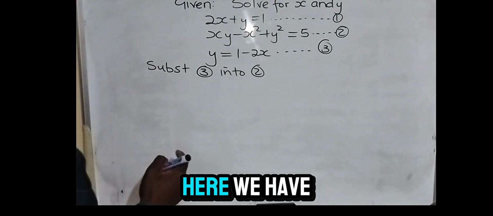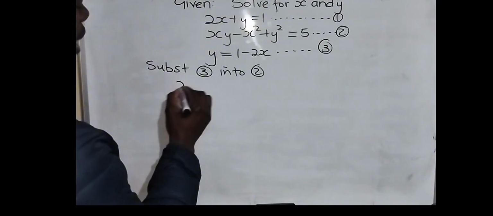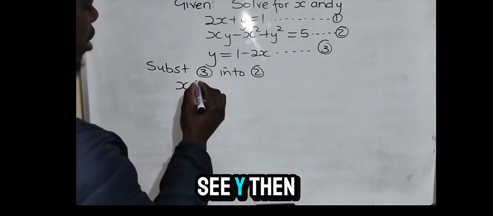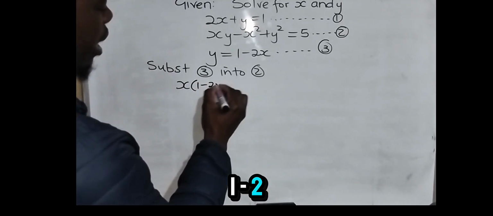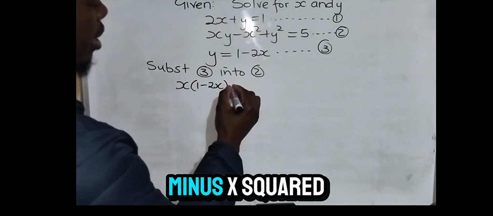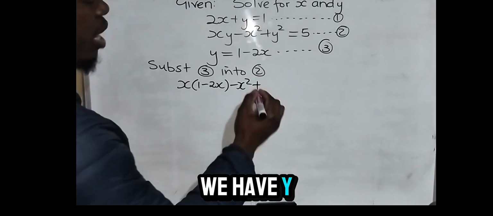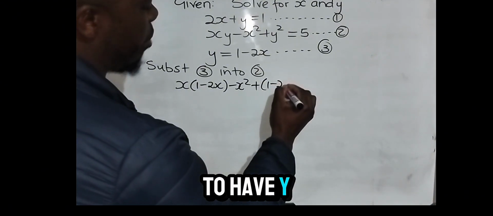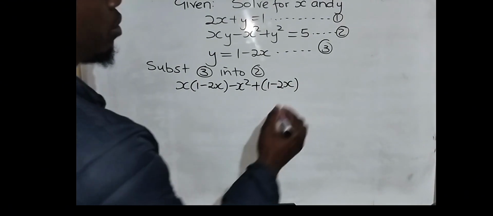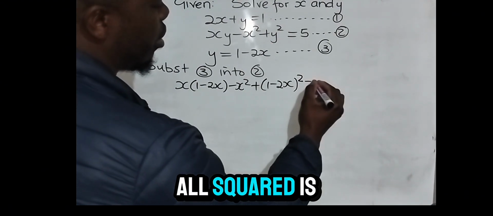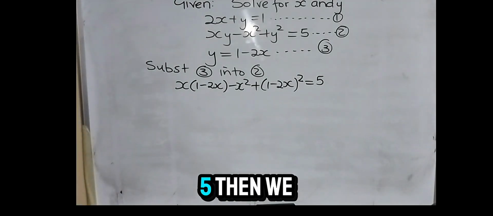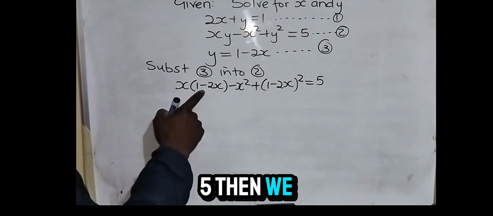Right, so here we have x, then we see y, then 1 minus 2x, and then minus x squared, and then here we have y, so we're going to have 1 minus 2x, all squared is equal to 5. Then we solve for this.